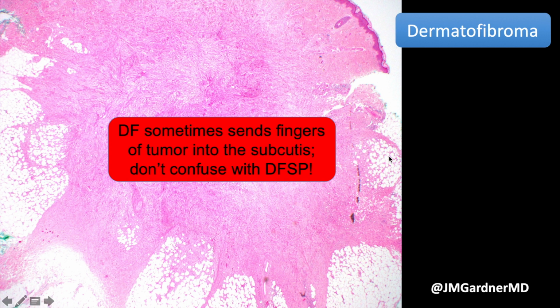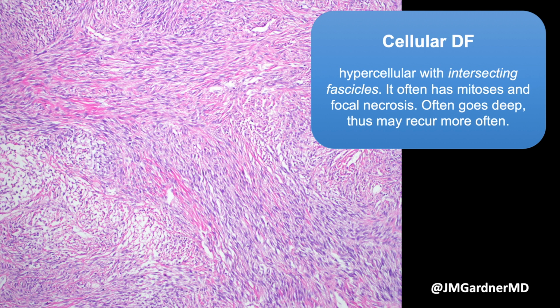Very helpful feature. And cellular DFs can have that herringbone fascicle pattern that can make you think of DFSP. So it's important to know, and again, if there's any doubt, if I see this, I look for other areas that look more classic for DF, and that's helpful. But if I have a doubt, I can do an immunostain for CD34, or I can do molecular testing if needed, okay? And sometimes cellular DFs can even have a little bit of necrosis, and that can be a little scary.